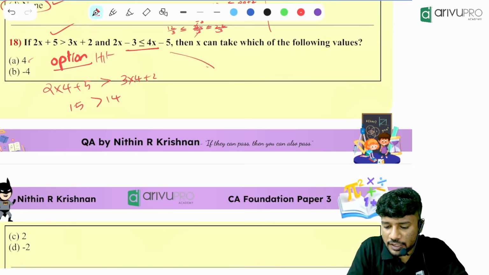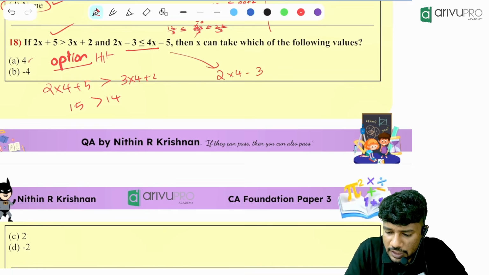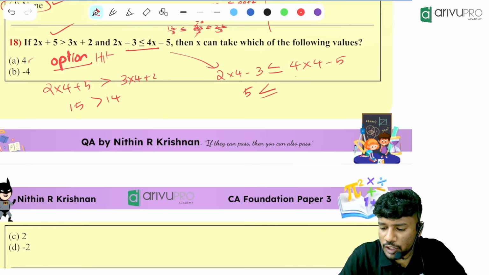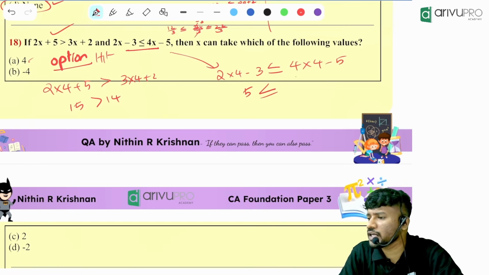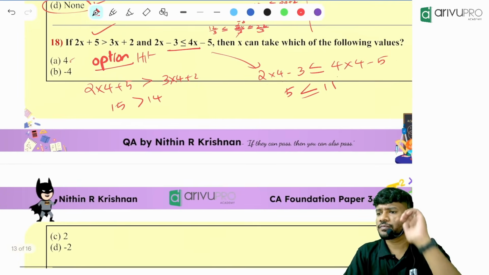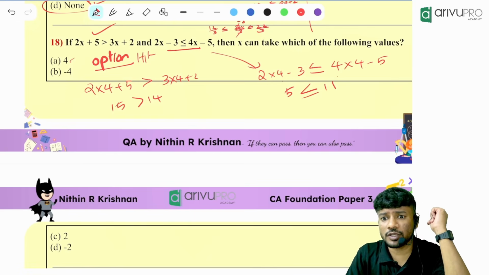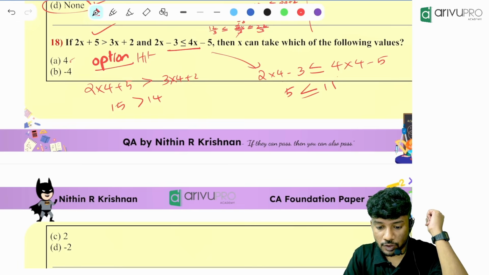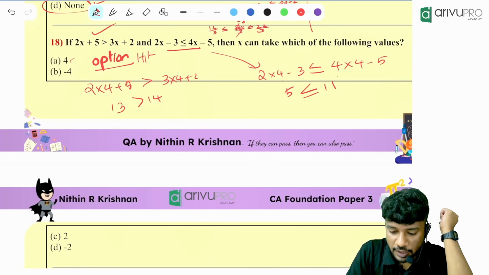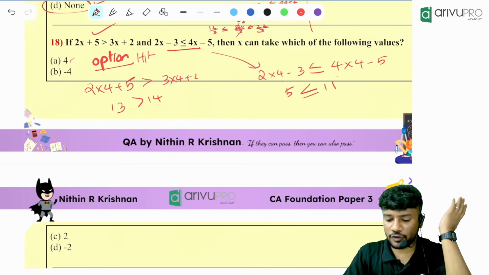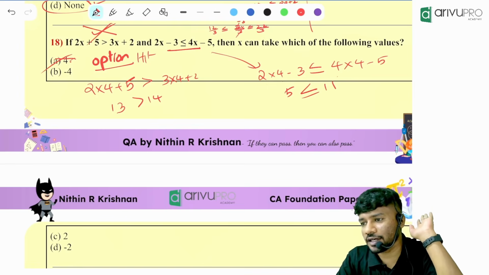Try the second one. That is 2 into 4 minus 3 less than or equal to 4 into 4 minus 5. 2 into 4 is how much? 8. 8 minus 3 is 5. Less than or equal to 16 minus 5, which is 11. Is it satisfied, people? Option A is also satisfying, right? Check here. 2 into 4 plus 5, 8 plus 5 is how much? 13. 13 greater than 14 is not possible. That means option A is right away wrong.